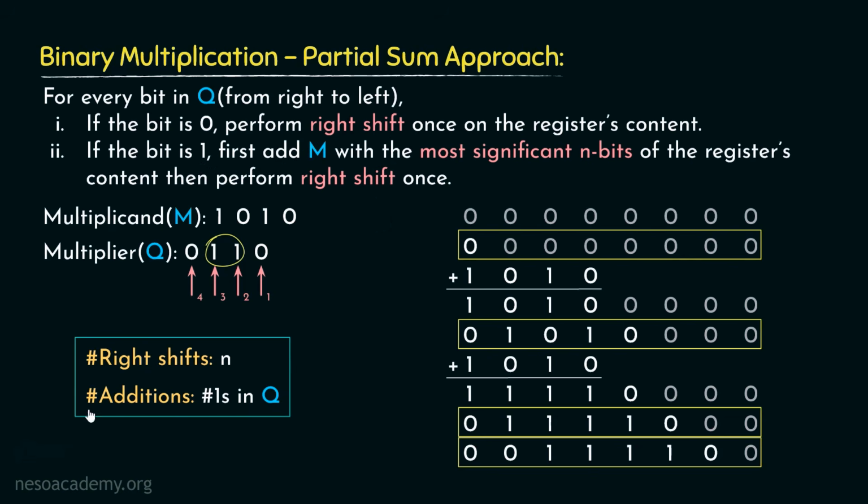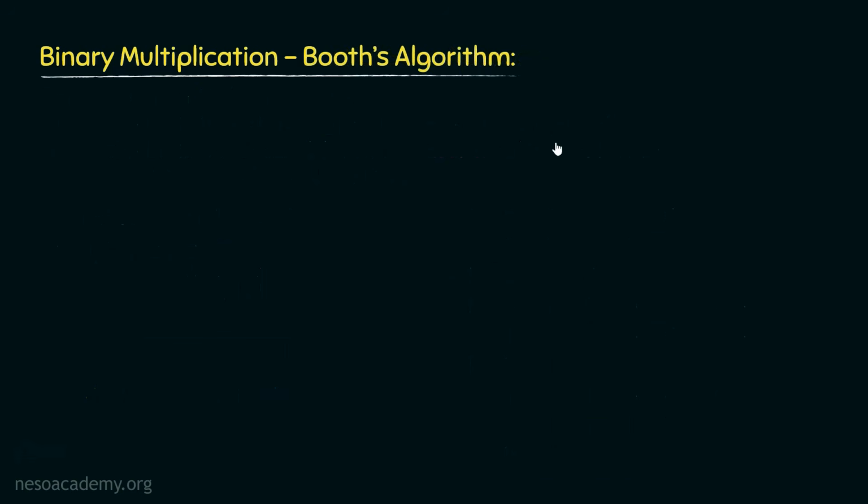And now coming to the number of additions, that depends on the number of ones in Q. Like in this particular case, we had to perform the addition twice because there were 2 ones in the multiplier. Now in today's session, we are about to observe how Booth's algorithm can increase the efficiency of the multiplication process with respect to the partial sum approach.